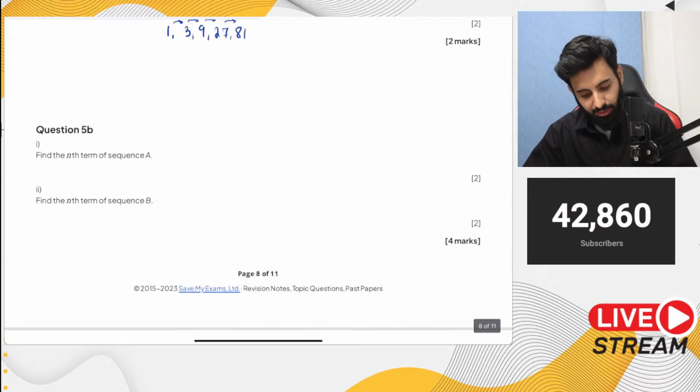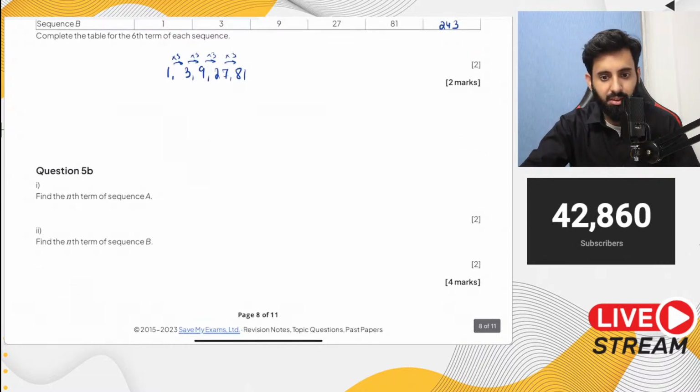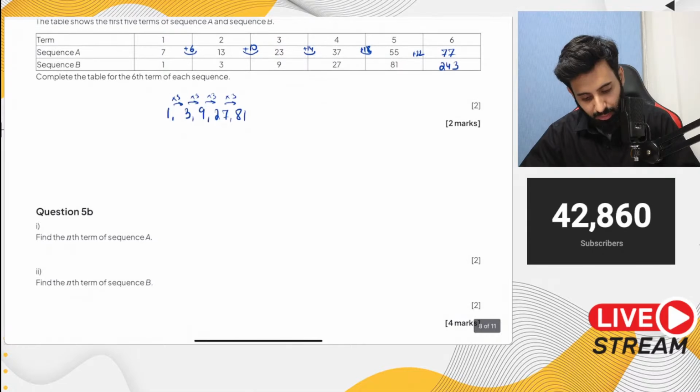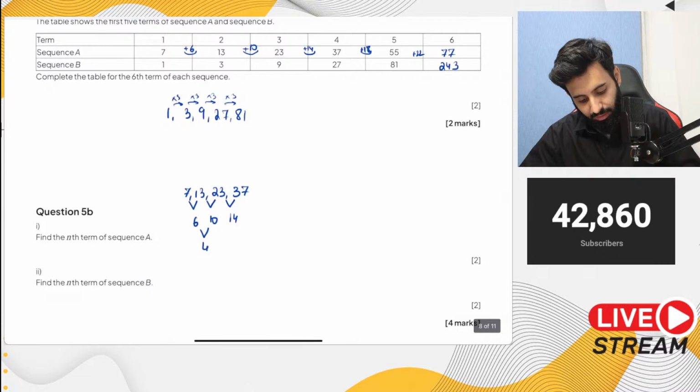Okay, so that's pretty straightforward. The nth term of sequence A is going to be a quadratic sequence. Now I don't know why so little space has been given for this. I think that's probably the fault of the compilation of the worksheet. So anyway, 7 to 13, the difference is 6. 13 to 23, the difference is 10. 23 to 37, the difference is 14. That's good enough. The difference of the difference is 4.